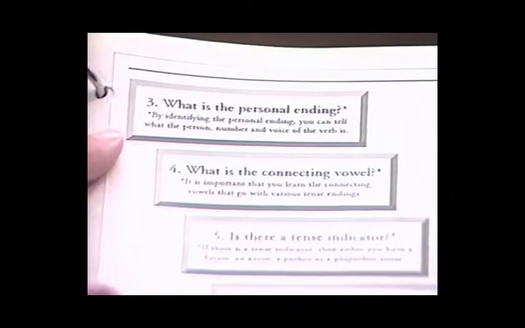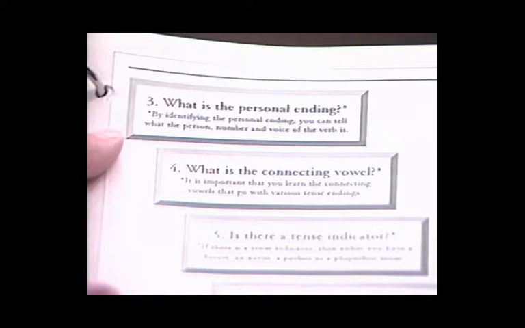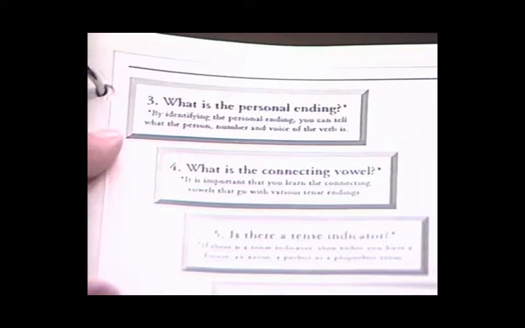Turn the page to 3-42 and look at step number 3. The next thing we will ask of the verb is, what is the personal ending? By identifying the personal ending, you can tell what the person and the number of the verb is, and you will also be able to tell the voice of the verb. Active endings are different from middle and passive voice endings. And for right now, we'll simply be dealing with the active indicative endings.